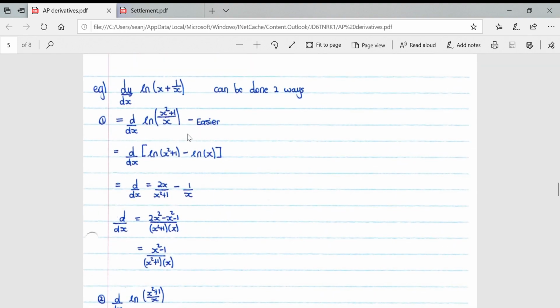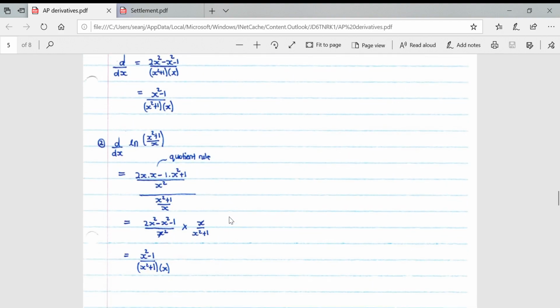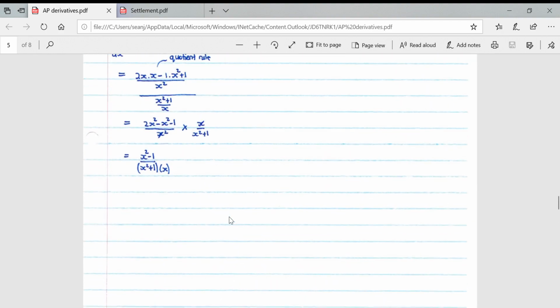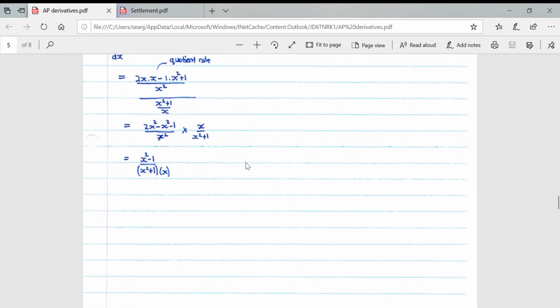I personally prefer using the top method because it also involves one of these ln laws, which is much easier to work with. That concludes the video on the derivative of ln.